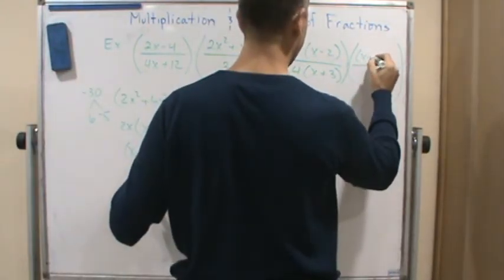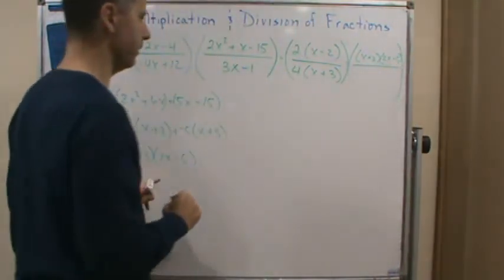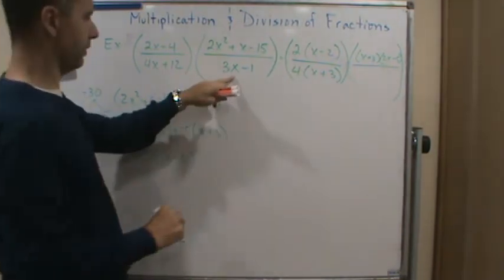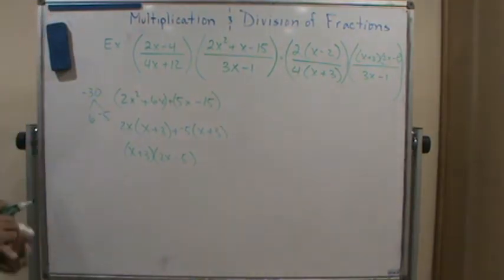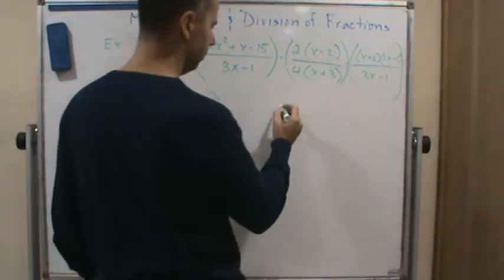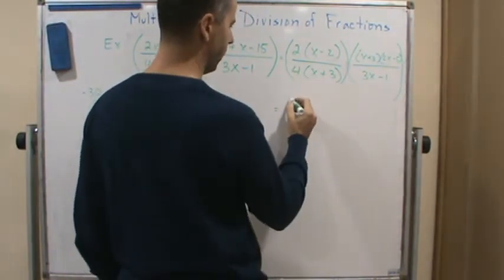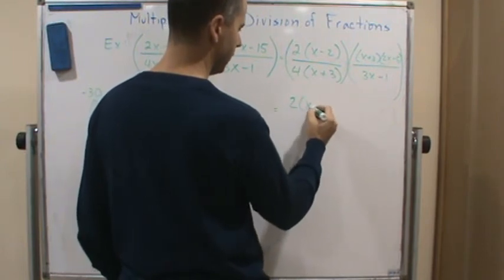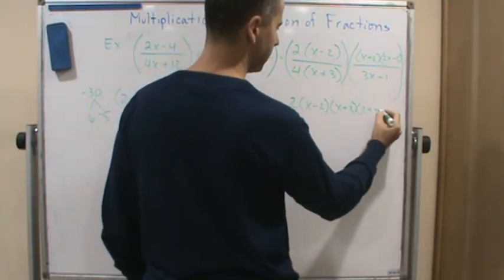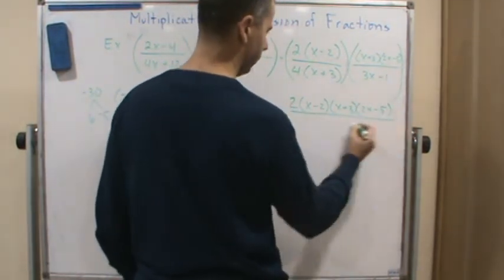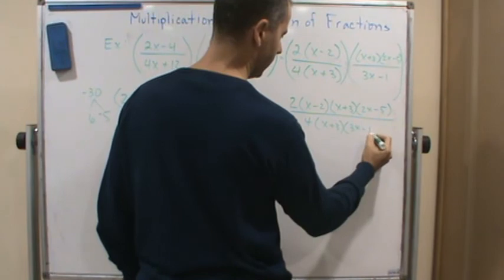So we get x plus 3 times 2x minus 5. And then on the bottom here, there's nothing we can factor on the bottom. So we get 3x minus 1. Okay, so now, if we put them together, we get one fraction. So multiply across the top and the bottom. And so we put all these together. We get 2 times x minus 2 times x plus 3 times 2x minus 5 all over 4 times x plus 3 times 3x minus 1.